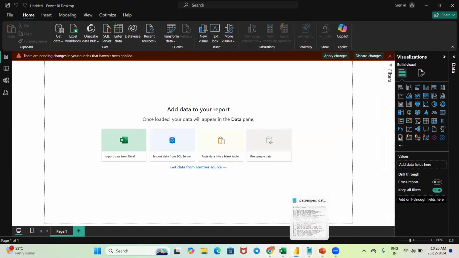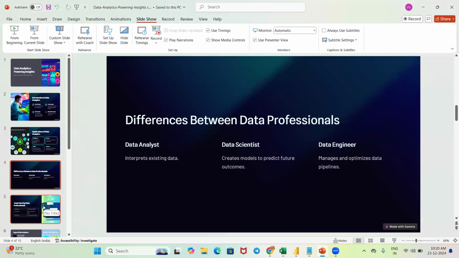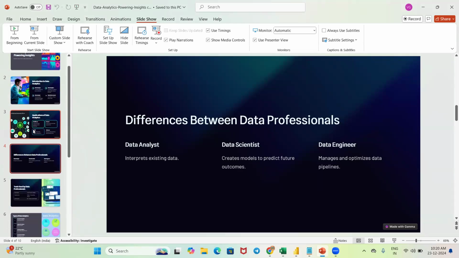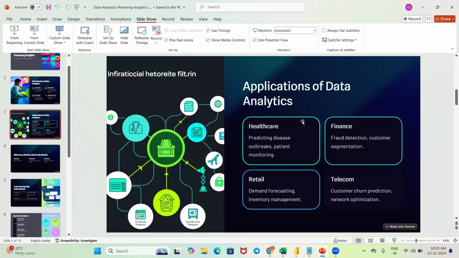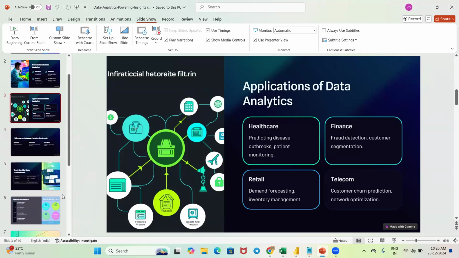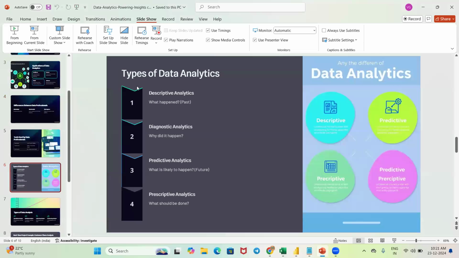And yes, the applications of data analytics: it is applied to every domain, whether it is airline, healthcare, finance, telecom, retail, supply chain, procurement, and so on. Everywhere data analytics is applied. And yes, this is the most important.